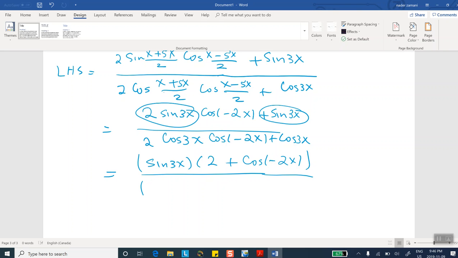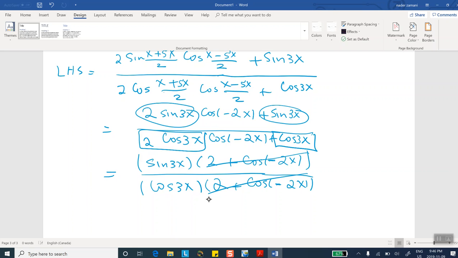And down here, I'm going to factor cosine of 3x from these two, you see that? We have 2 plus cosine of minus 2x. And once again, even if I had taken the minus out of these, in other words, dropped it, it doesn't matter because these two cancel. And this is sine of 3x over cosine of 3x. And this is tangent of 3x. And this is your right-hand side.